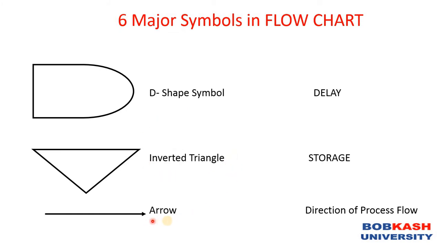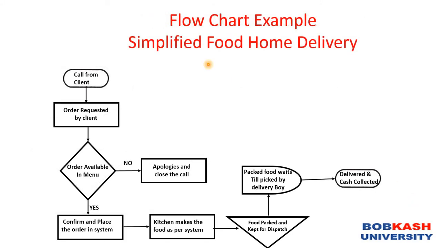And of course, we are using arrows everywhere. These arrows represent where the product is flowing, where the process is flowing, where the services are flowing. So these arrows guide us on the direction of the process flow. So these are the 6 symbols that are used in the process flow. Let us take a quick example. For example, you call some restaurant for a food home delivery.